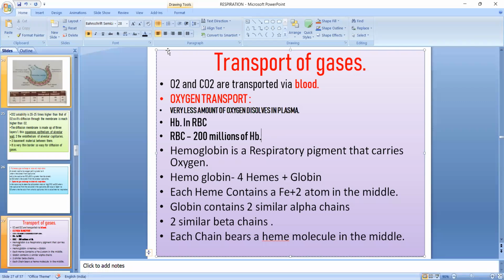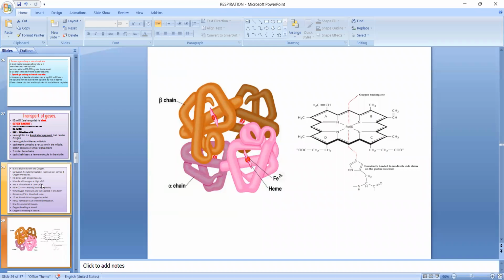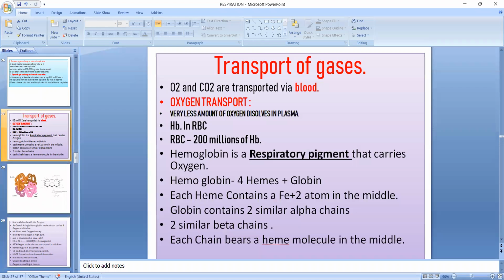So what is hemoglobin? Hemoglobin is a respiratory pigment that carries oxygen. Why is it called a pigment? Because it exhibits some color, that is red. You should have a sound knowledge of hemoglobin structure, then only we can understand properly.